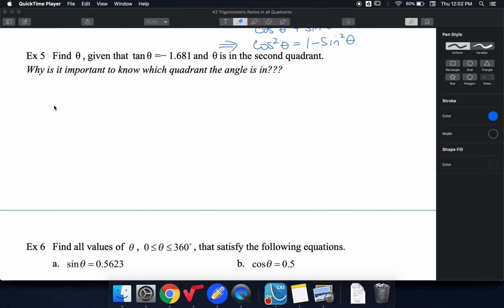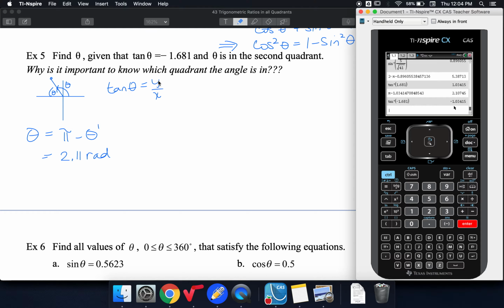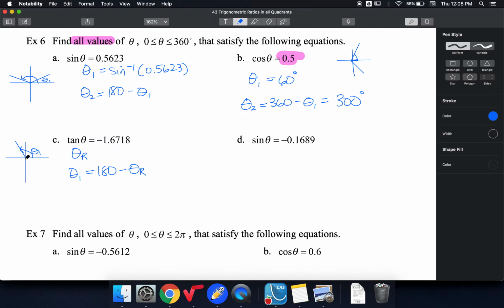All right, so now we're going to start to look at some applications of our angles in all quadrants. So we're told that tan theta is negative 1.681. Well, I'm going to start just with negative. So this is what the angle is going to be down here, continuation of that line. And it's going to be 360 minus the reference angle.